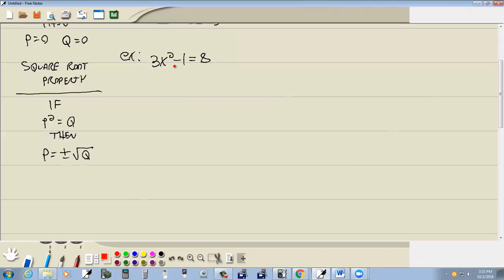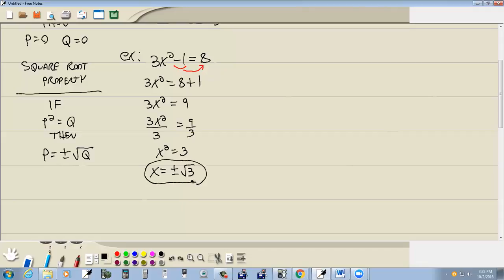Well, over here, if I take the negative 1, move it over. Remember, when you move anything across your equals, your sign changes. So I move that term over, it becomes a positive 1. 8 plus 1 is 9. And then if I divide both sides by 3, because I'm trying to get the part that's squared by itself, we get x squared is equal to 3. Now our square root property says we drop our squared and we put a plus or minus square root around the other side. So our answer to this problem will be x is equal to plus or minus square root of 3.